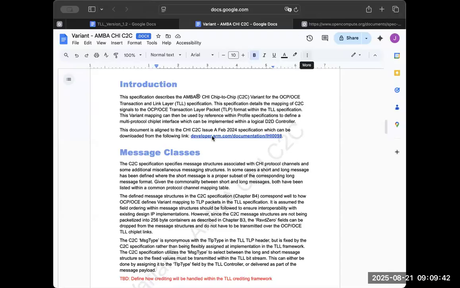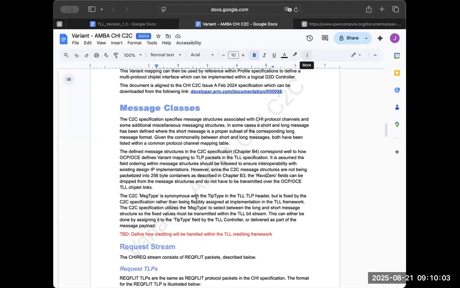might be helpful. So in the introduction here, I'm just tying it to the C2C spec and providing a link to get there. I think this link will work for that. This is issue A released in February, because that'll be specific, right?